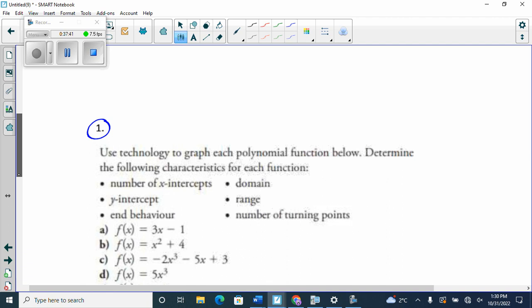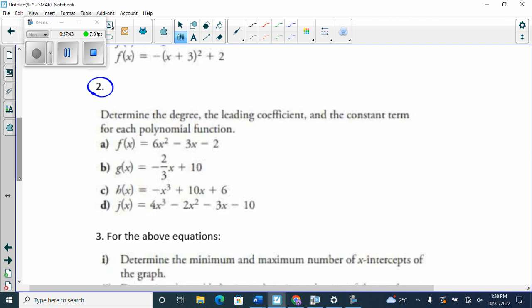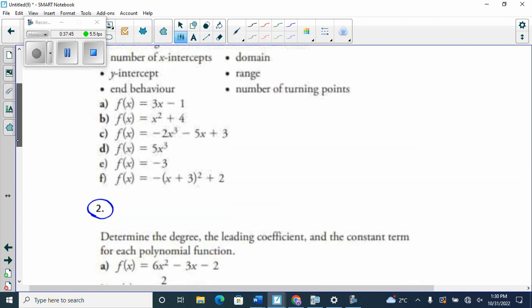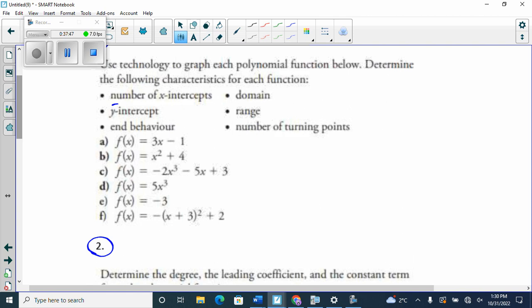So we have 1, which you're allowed to use technology for and answer all these questions. Remember, number of x-intercepts is not what the x-intercept is, it's how many there are. When you put in your calculator, you can tell, right? Y-intercept, you can pull off the constant at the back. End behavior tells you how it ends on the right and the left. Domain is domain, range is range. Number of turning points, if you have a max or a min, you have a turning point.